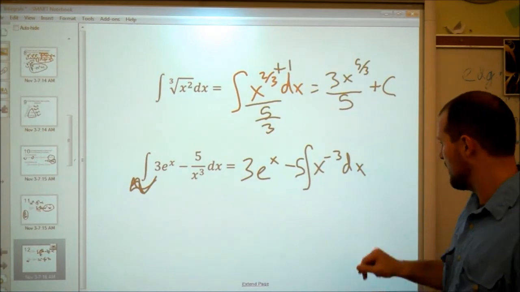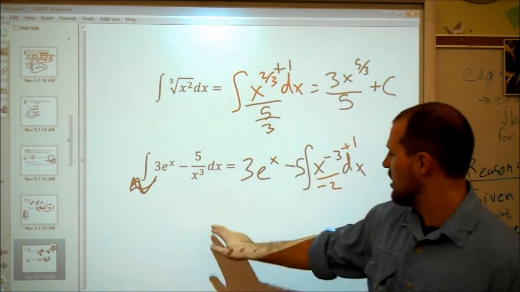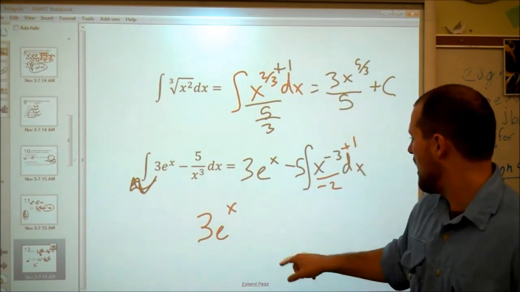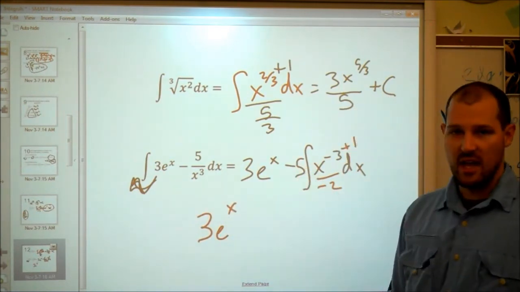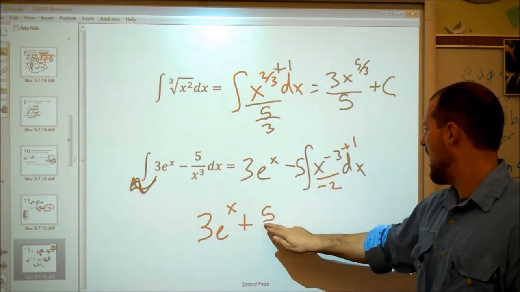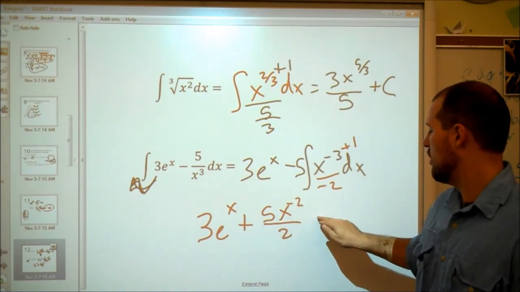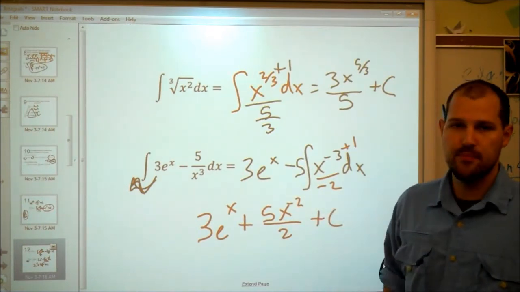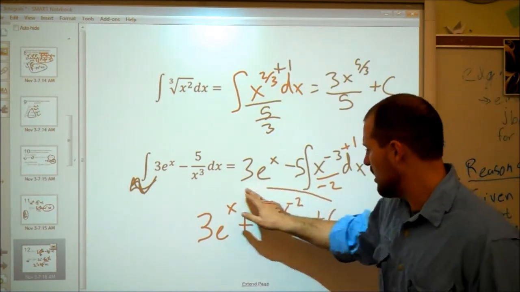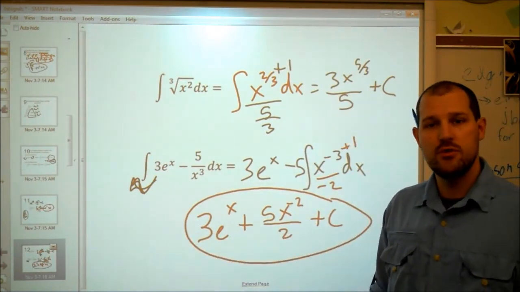But now, it's pretty easy to do. Add 1, divide by the result, which is -2. Let's write out our answer. 3e to the x. Minus a negative is going to cancel out. So now that's plus 5 halves x to the -2. Don't forget the plus c.